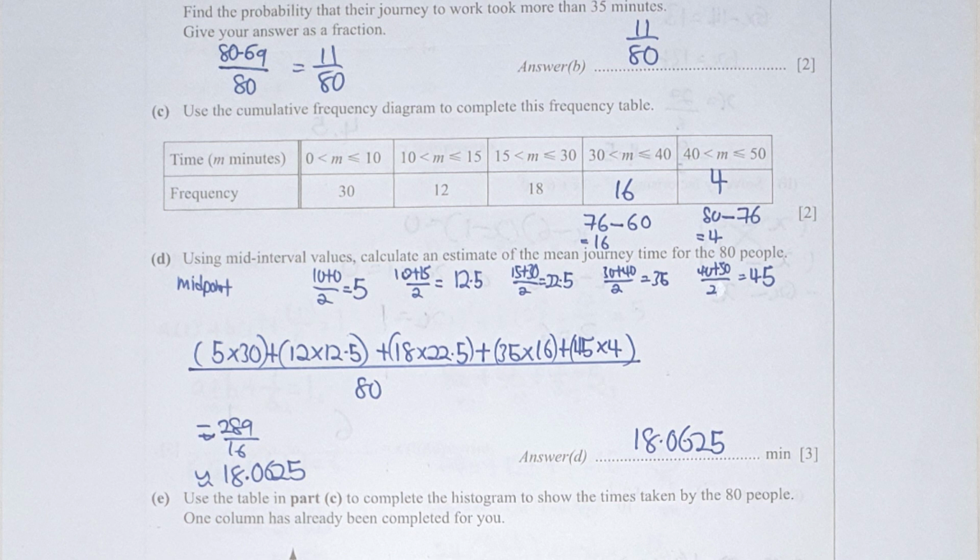As for D, find the mid-interval value and find the mean. So you find the midpoint first by taking 10 plus 0 divided by 2. So you get 5, 12.5, 22.5, 35 and 45. Multiply with its respective frequency and divide by the total, which is 80 here. You will get your final result as 18.0625 minutes.